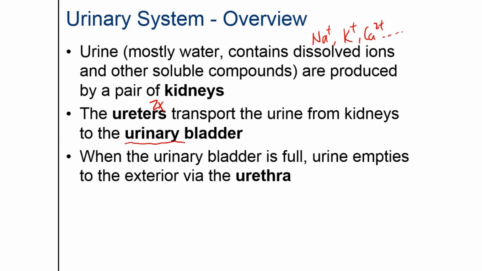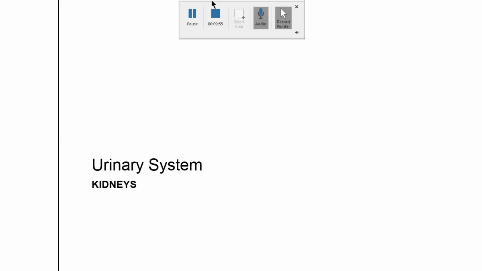Once the urine goes into the urinary bladder, there's no other path for it to go, right? The only way is out of the body. Okay? You cannot reabsorb the urine to conserve water, for example. That's not possible. And of course, when the bladder is full, the urine will empty to the outside of the body through the urethra. Okay, so that's part one of the video. We will continue in the next one.